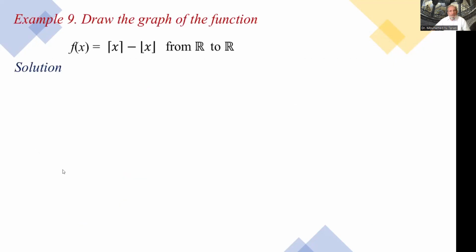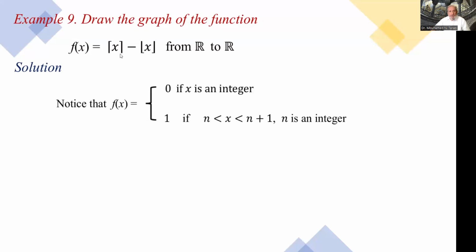Now, this is an interesting example. Let's draw the graph of the function f(x) equals the ceiling function of x minus the floor function of x. When you have situations like this, you have to distinguish two cases: when x is an integer, and when x is not an integer. So when x is an integer, we mentioned in the beginning that this will be equal to x, you get a 0.